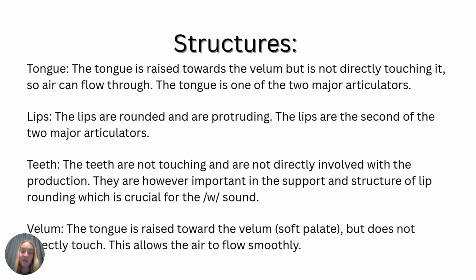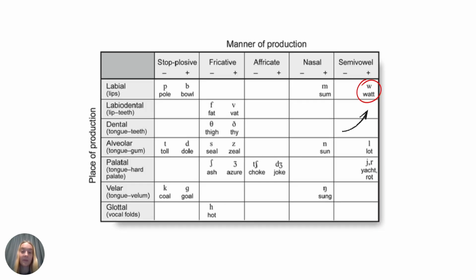The teeth are not touching and are not directly involved with the production. They are, however, important in the support and structure of lip rounding, which is crucial for the W sound. The tongue is raised towards the velum or soft palate but does not directly touch. This allows the air to flow smoothly.